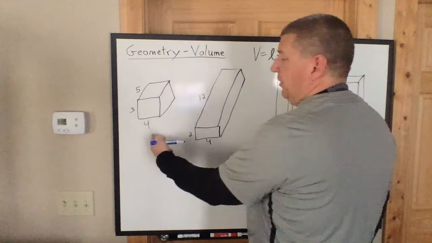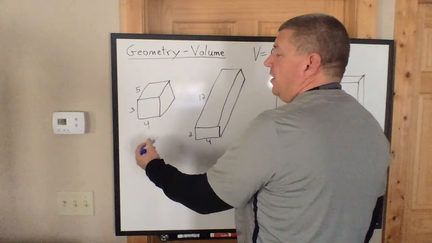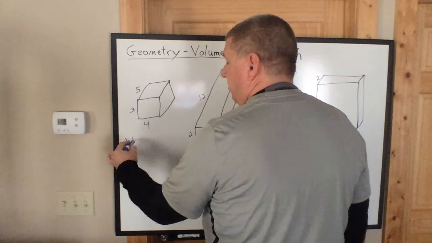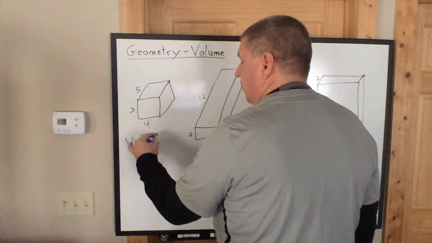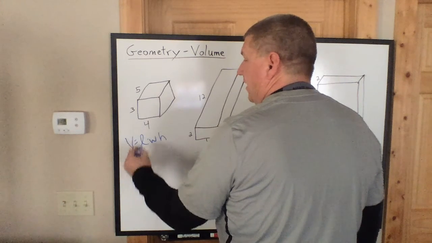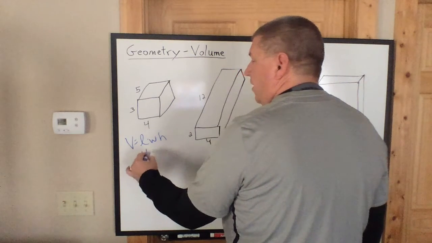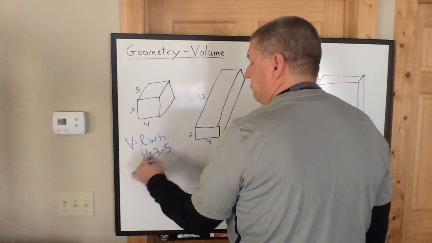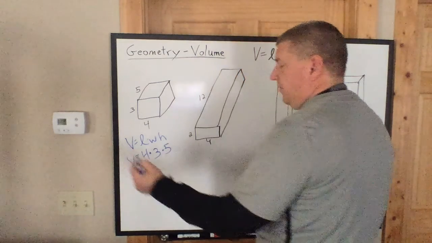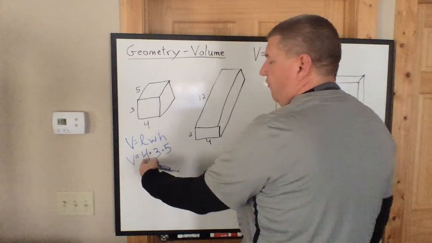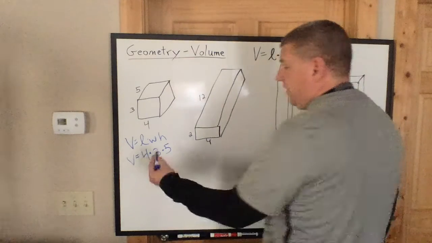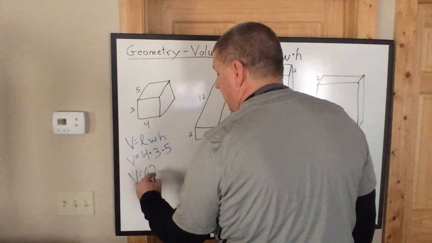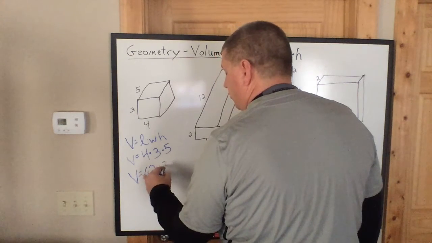So in our first example, I have a rectangular box, 4 by 3 by 5. So we have the volume equals length times width times height. The length we're going to go with the 4, the width the 3, and the height the 5. So that just puts the numbers in each of them. All right, so 4 times 3 is 12, and 12 times 5 gives me 60, so the volume is equal to 60 units squared.